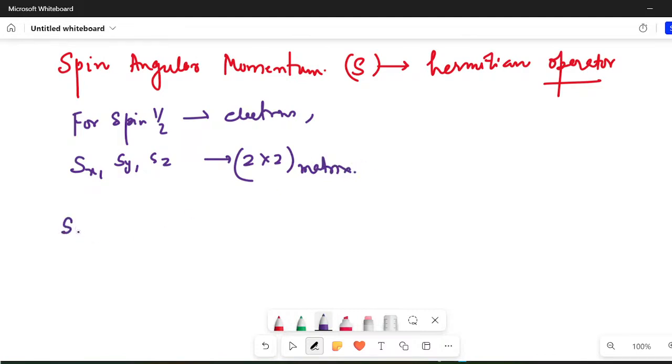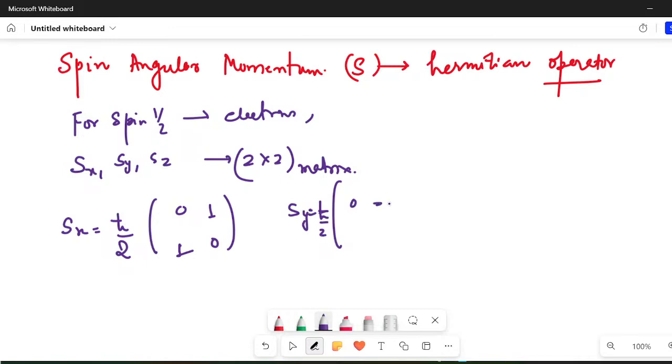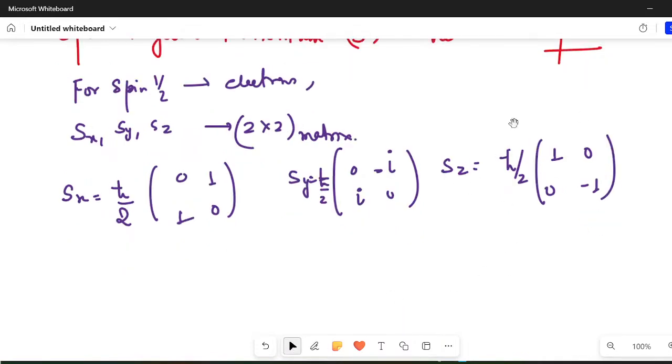What are those? Sx, I'm just giving you, this is something that we are going to do, but just explaining the matrices. Sx is h bar by 2 times the matrix 0, 1, 1, 0. Sy would be simply h bar by 2, and then you have 0, minus iota, iota, 0. And Sz would be simply h bar by 2, and then you have 1, 0, 0, minus 1. So these are three matrices. You can take them as matrices. I have given the background for the same.